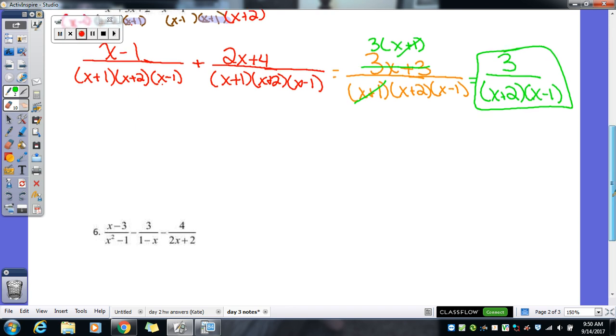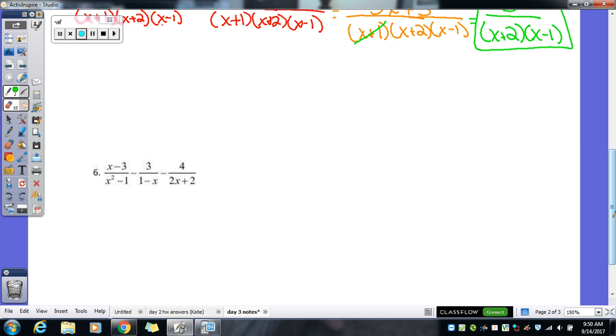Alright, let's take a look at our last one to try here. We have a little bit of factoring to do, so let's factor first the x squared minus 1. How would that factor? Good. So I'm just going to do that right underneath so I can see that. 1 minus x, there's nothing for me to factor with that, so I'm going to leave that as 1 minus x for now. And then our 2x plus 2, how can we factor that? Take out a 2. And we get x plus 1.